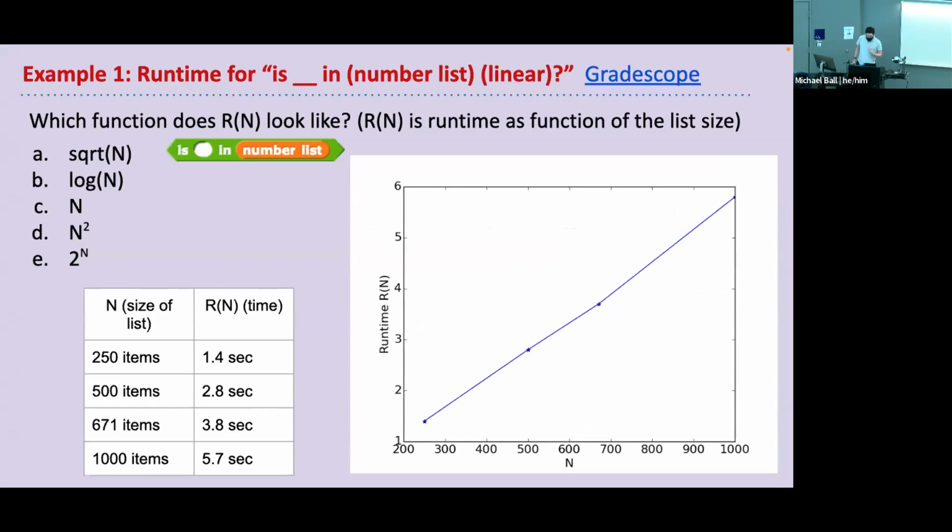This is the next question on Gradescope. As a function of n, what kind of function most clearly models this graph? Think about what the graphs of these functions might look like. Which one of them is closest to this function? We'll go through the next few of these relatively quickly.